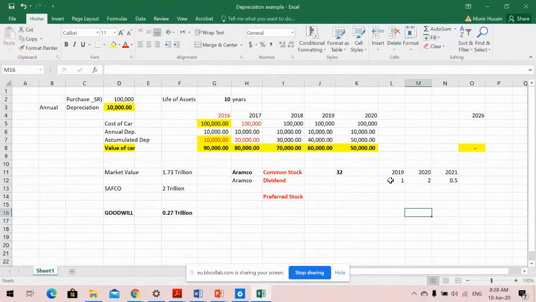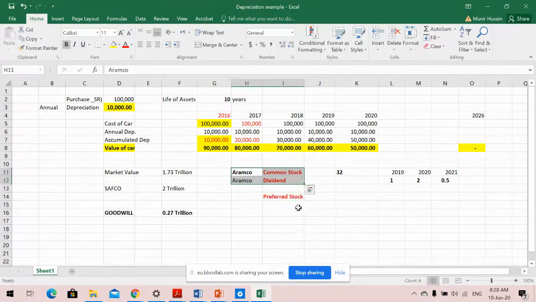Now, if you see here, the dividend is not fixed. It depends on the profit, right? Whatever the profit, it depends on that. So the dividend is not fixed. This is the characteristic of common stocks. In Saudi Arabia, we have common stocks. We don't have preferred stock.